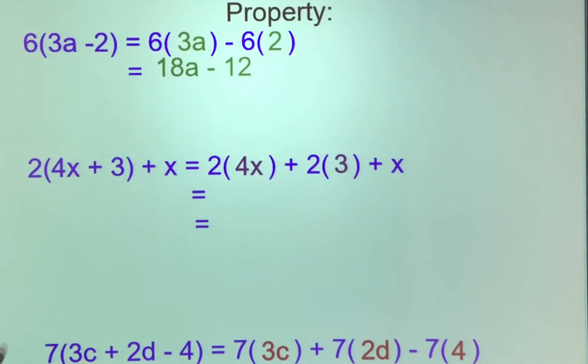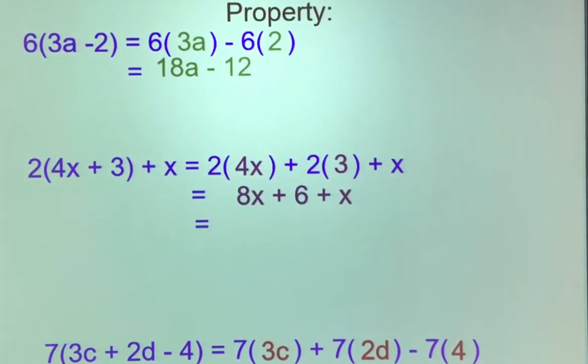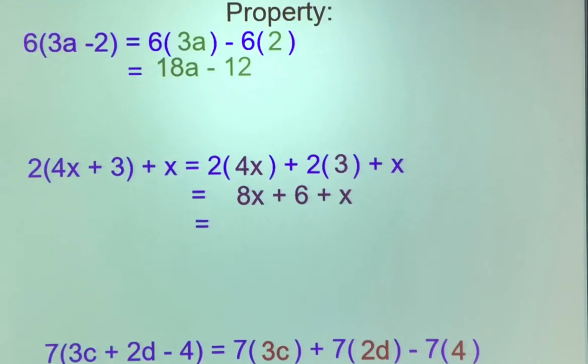and then plus x. Then when we go ahead and simplify this, we're going to end up with 8x plus 6 plus x. We talked the other day about combining like terms, and since 8x and x are like terms, and we know that there's a ghost of 1 here, we're going to add 8 plus 1 is 9. So we're going to simplify that down to 9x plus 6. Okay?